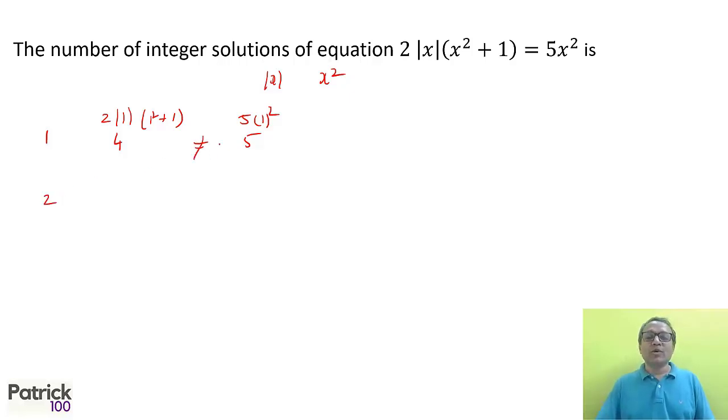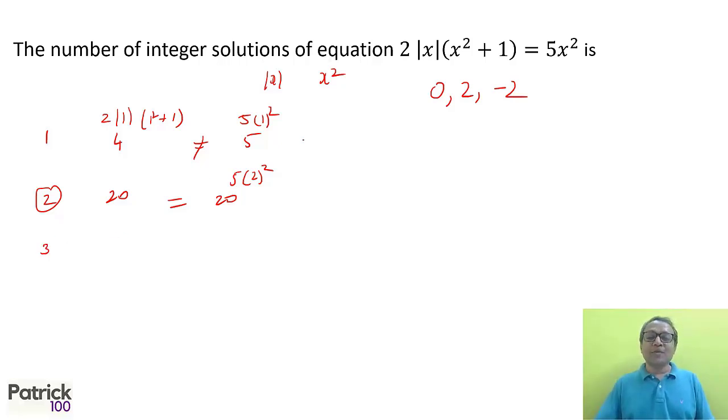Say 2. If I substitute 2, the left hand side will become 5, 10, 20. 2 squared is 4, 4 plus 1, 5, 5 2s are 10, 2s are 20. Right hand side becomes 5 into 2 squared, which also becomes 20, equal. So I know 2 satisfies. 0 I know already satisfies, 2 satisfies, so minus 2 will also satisfy. And remember, both positive and negative will satisfy because of x squared.